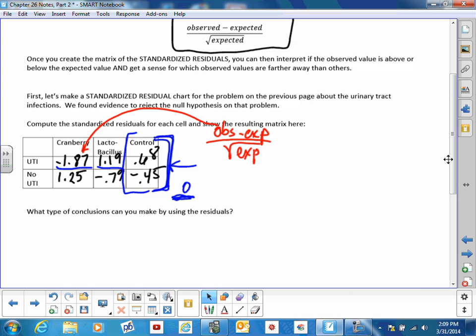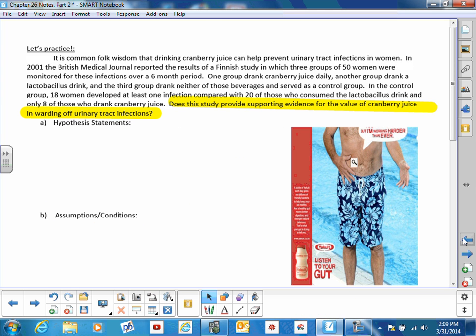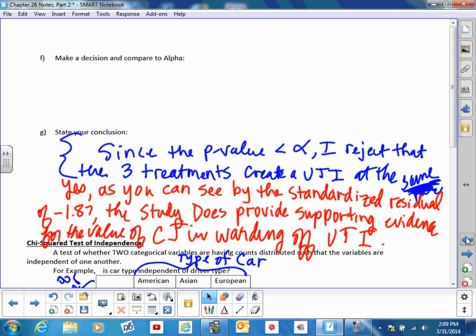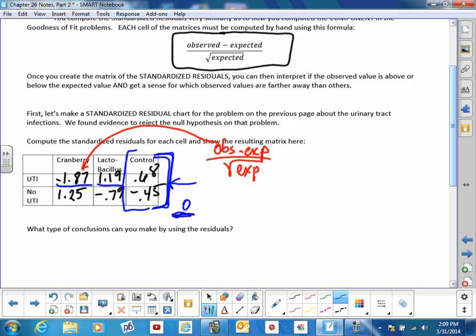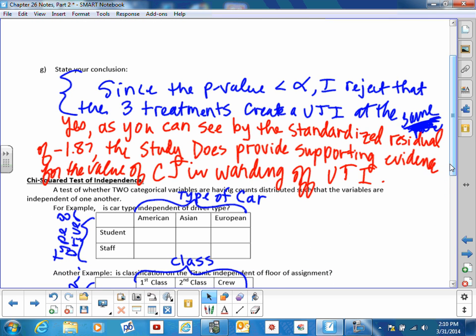Since our problem on Friday asked this part that's highlighted here, does this study provide supporting evidence for the value of cranberry juice in warding off urinary tract infections? Okay. So because of that, we then used the standardized residuals to answer that specific question. So we determined there was a significant difference, and then we used the residuals right here, this one here, to answer that question. And we could see standardized value is farthest away. So we said this in red.